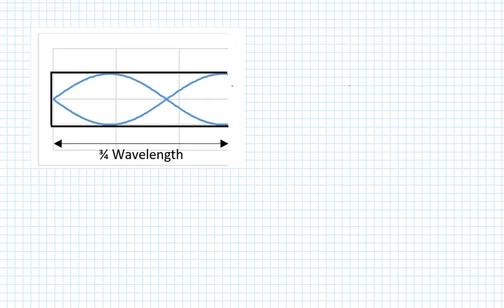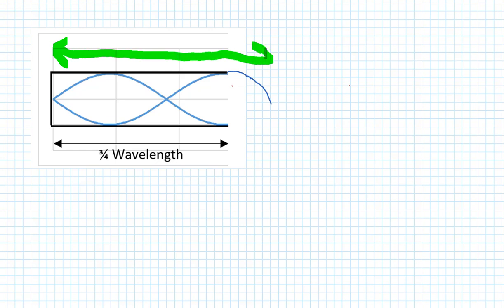The next longer pipe that would give us a standing wave would look something like this. If I complete the last segment, that would give us one wavelength. But our pipe stops here. It's 3/4 of that, right?